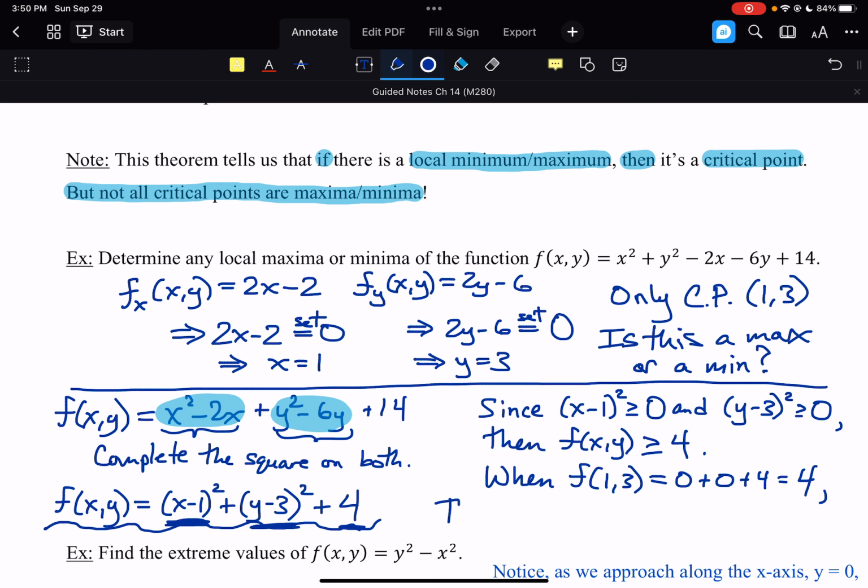We can say, thus, the point (1, 3, 4) is a local minimum. So we have a local minimum, found by understanding the relationship between the values of x and y in this function by reorganizing a little bit.